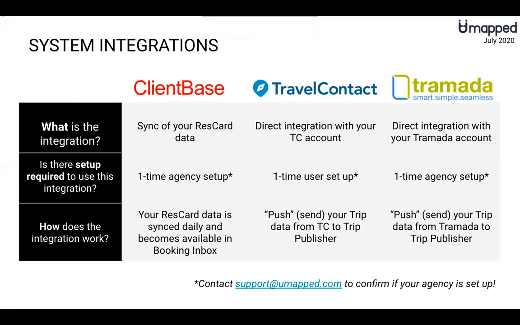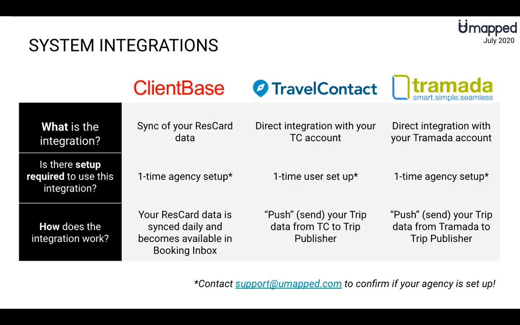For both Travel Contact and Tramada, which by the way, Travel Contact is a really cool trip building platform as well, that has CRM components, invoicing tools, and you have the ability, when you're putting together different segments within your trip in Travel Contact, to create the itinerary using the Umapped integration. So there's a lot of really cool functionality in Travel Contact. And Tramada is a CRM and booking platform, an invoicing platform. So if you're ever looking for different technology solutions, these are two really good examples.